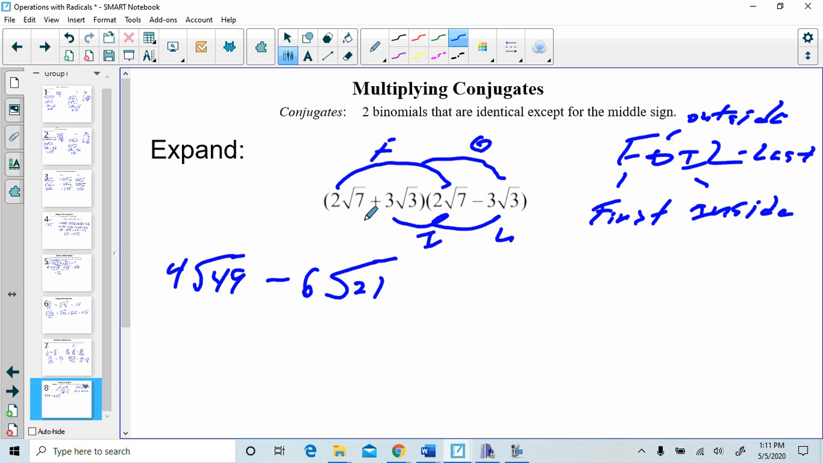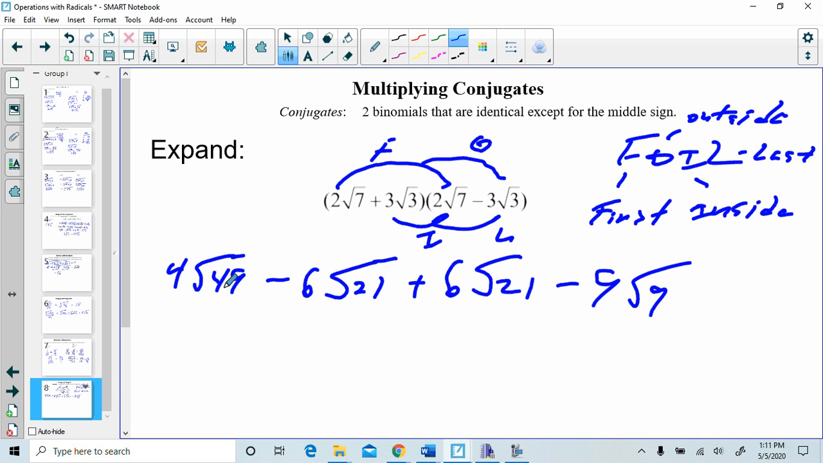Let's do the inside. It's a positive times a positive. It's a positive. So 3 times 2, 6. Root 3 times root 7. All right, so there's that root 21 again. And last, negative times a positive. So negative 3 times 3, 9. Root 3 times root 3. So we're just going to show that as root 9. And we'll simplify after. Okay, so what am I seeing so far?